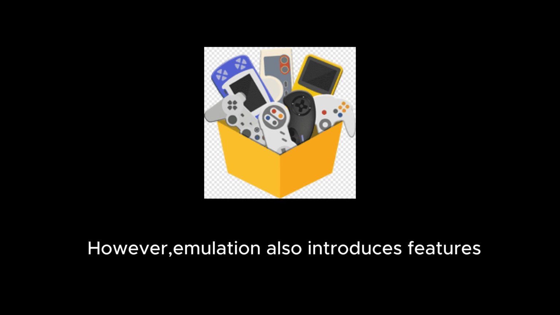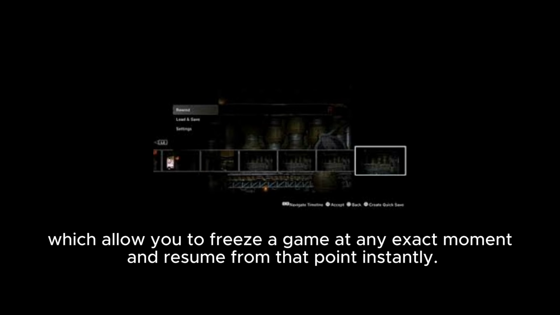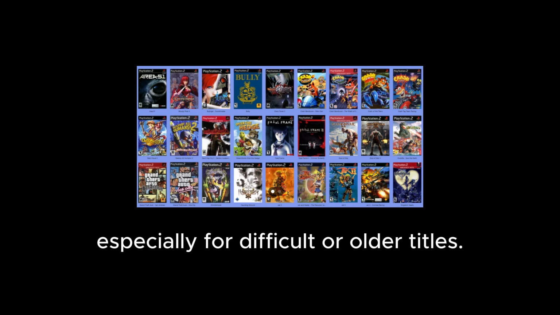However, emulation also introduces features that were never possible on original hardware. One of the most popular is save states, which allow you to freeze a game at any exact moment and resume from that point instantly. It's a powerful tool that changes how games can be experienced, especially for difficult or older titles.